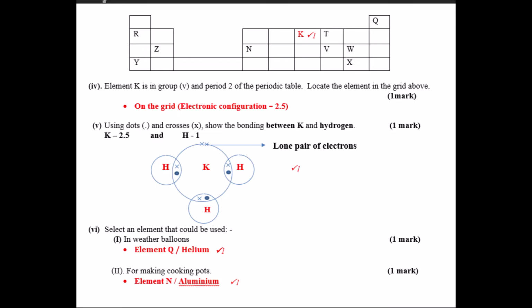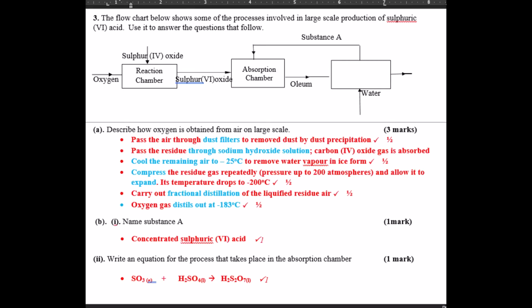You give one element that can be used in weather balloons, that is helium. It's very light and it's inert. One element that can be used to make a cooking pot is aluminium, a metal that is a good conductor of heat. Therefore, it can be used to make the pots. We go on to question number 3.